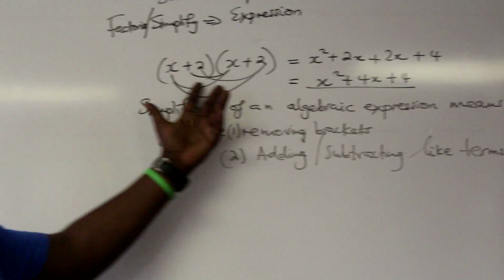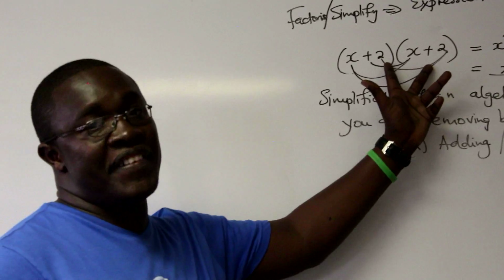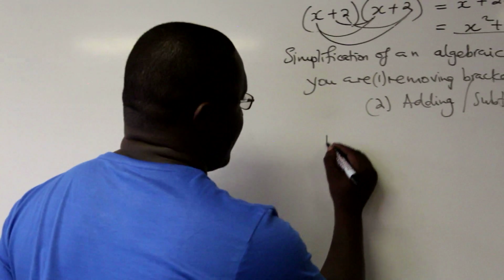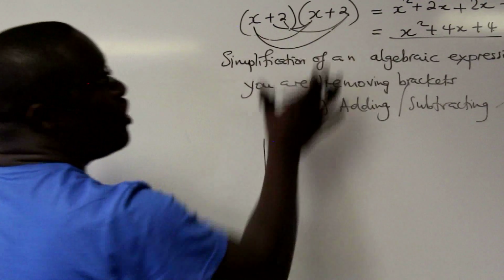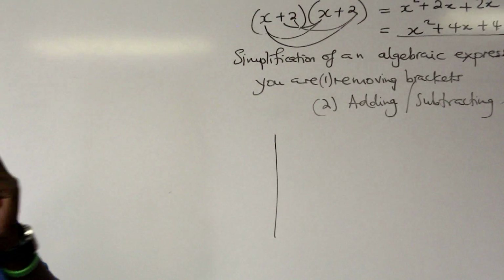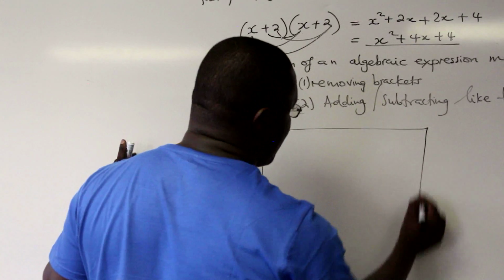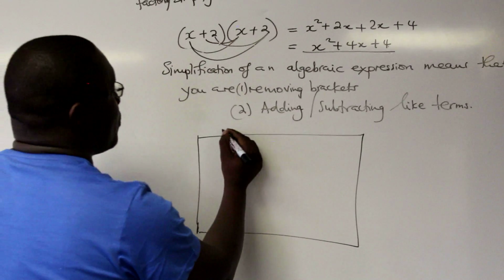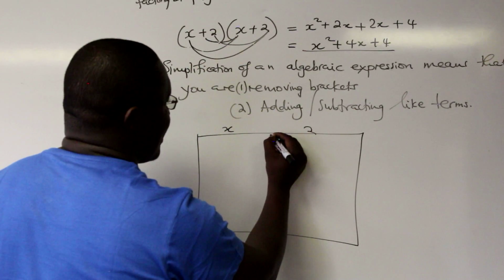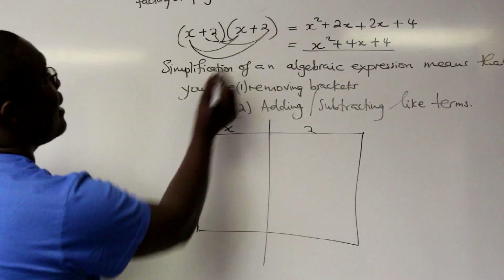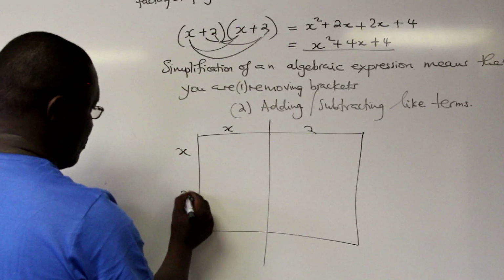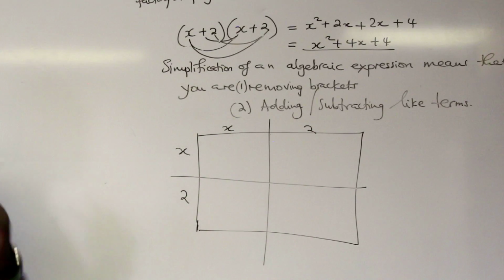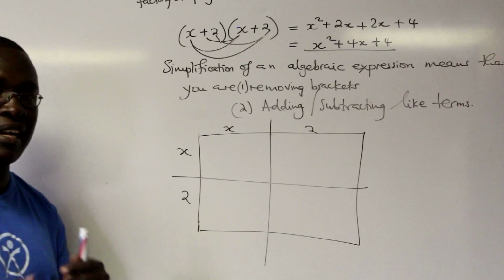Now, I want to try this simplification using the Chinese method, because this is multiplication. I'm going to use the Chinese method of multiplication, which is very pictorial, and maybe some of you might actually like it. So this is x plus 2, like that, and the other side is x plus 2, like that. Then it's just a matter of multiplying the corresponding terms.